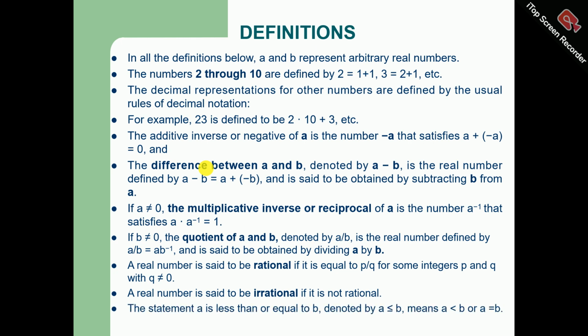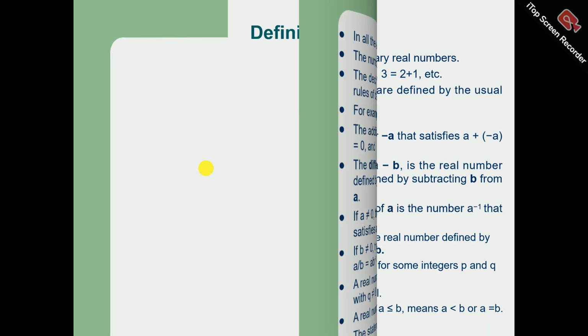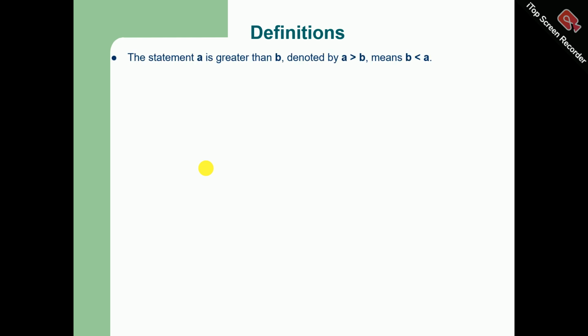The statement a is less than or equal to b, denoted by a ≤ b, means a is less than b or a is equal to b. Similarly, the statement a is greater than b, denoted by a > b, means that b is less than a. The statement a is greater than or equal to b, denoted by a ≥ b, means a either is greater than b or a is equal to b.